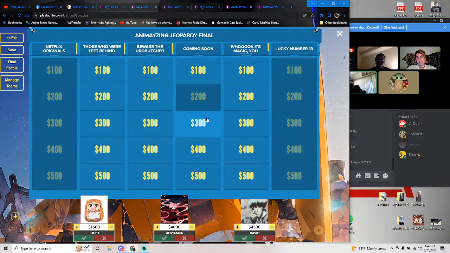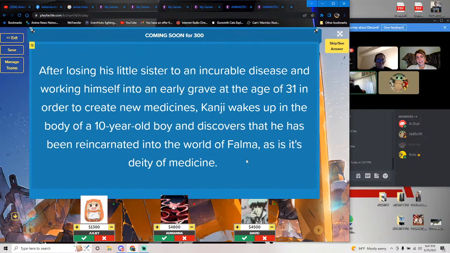10 for 300. Okay. After losing his little sister to an incurable disease and working himself into an early grave at the age of 31 in order to create new medicine, Kanji wakes up in the body of a 10-year-old boy, because of course he does, and discovers that he has been reincarnated into the world of Thalma as its deity of medicine. Going deeper into this anime, he has to struggle with the fact that in Thalma, the only people who get basic medical treatment or good medical treatment are nobles. And everybody else gets shit medical treatment. So during the anime, he tries to change the world's views on healthcare. That's the deeper part of the show.